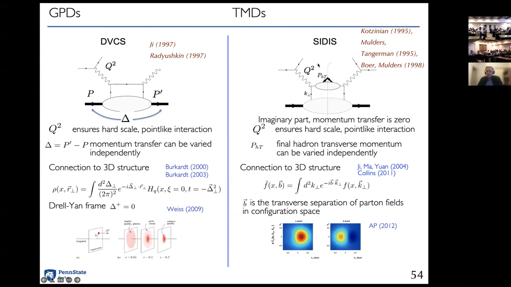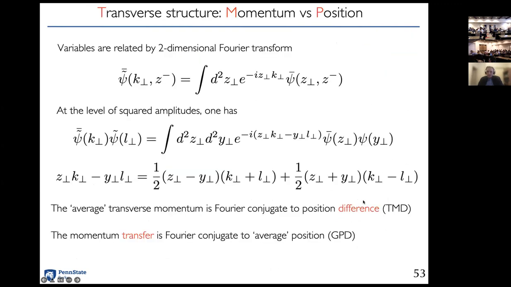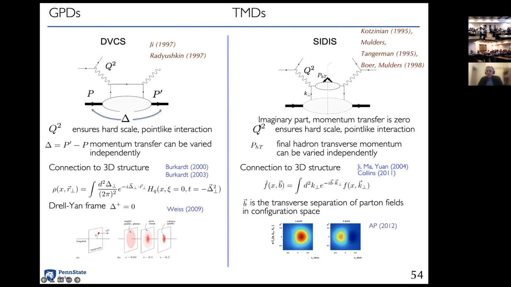Okay, so now again, I can do a similar trick and write this diagram as this cut diagram as shown here. So here we have the imaginary part, the momentum transfer is zero, and therefore this delta for this diagram here is zero, and therefore this part is all zero. We're only talking about these components here. So we're talking about TMDs. So Q squared again ensures the hard scale, a point-like interaction. Now, the parameter that allows us to relate to the three-dimensionality of the nucleon is the transverse momentum of the final hadron. So P_hT is the final hadron transverse momentum, which can be varied independently, and now it can be related to the three-dimensionality of the nucleon. And so now our TMDs can be related to TMDs in position space by this Fourier transform.